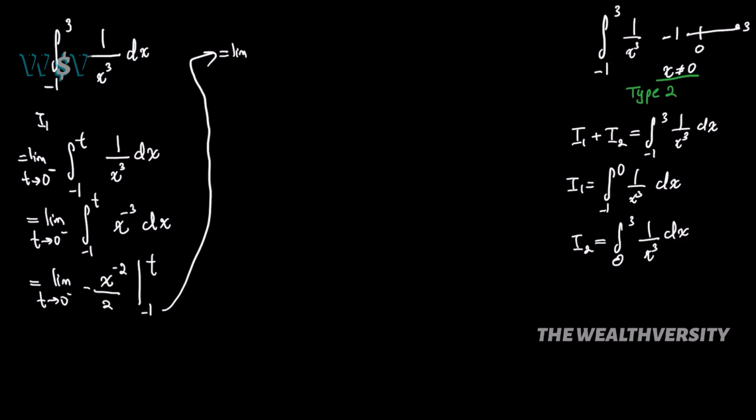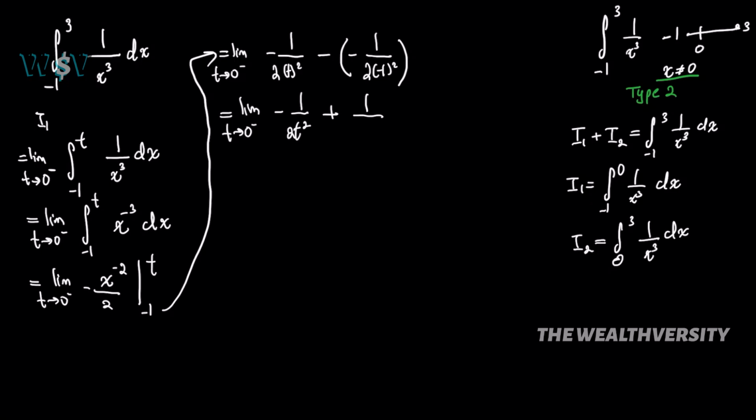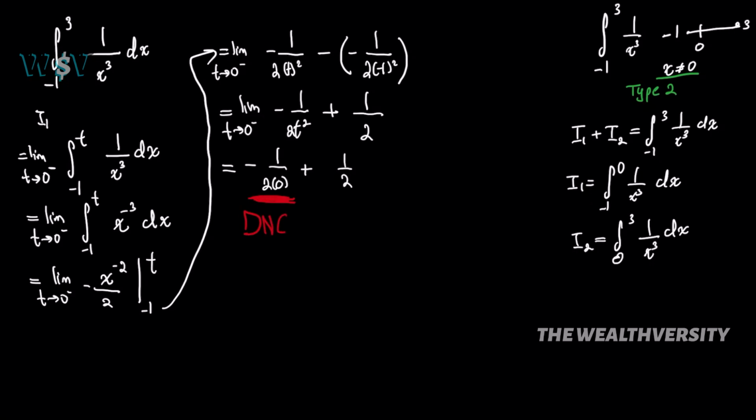We get negative 1 over 2 times t squared minus negative 1 over 2 times negative 1 squared. We simplify, and we get limit as t approaches 0 for negative 1 over 2 times t squared plus 1 over 2. If we sub the limit in, we will still get 1 over 0, which means that it does not exist, making the whole integral divergent.